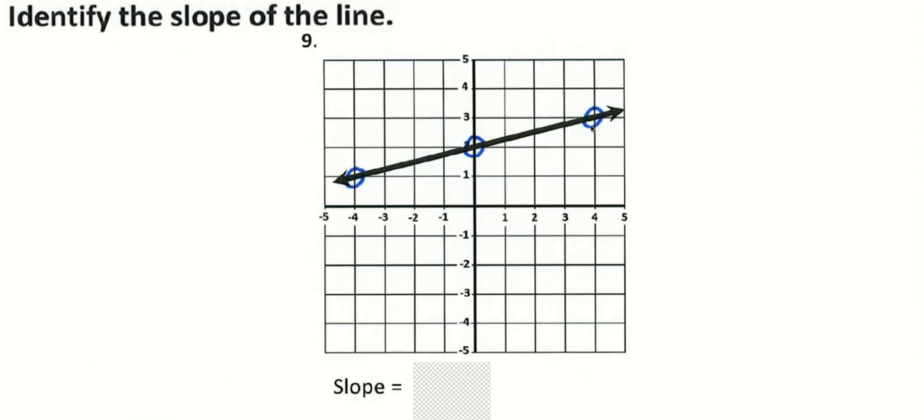Same with number 9. It looks like there's 3 nice points for counting. Pick any 2 of these, maybe this one and this one. And so remember, the rise would now be up 1. So that's +1. And then to the right, 1, 2, 3, 4. So +1/4. Really quick, if you would have chosen this point and this point, you would have had 2/8, but that does reduce to 1/4.